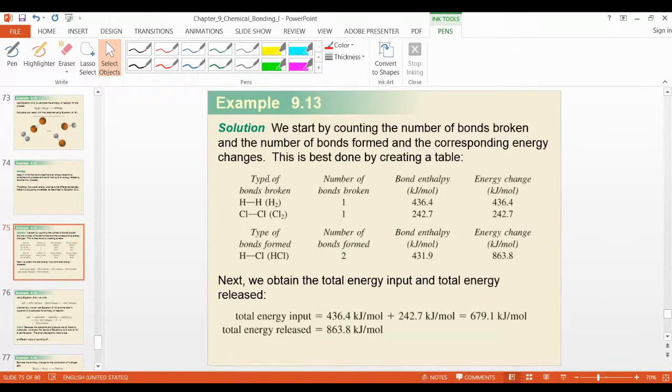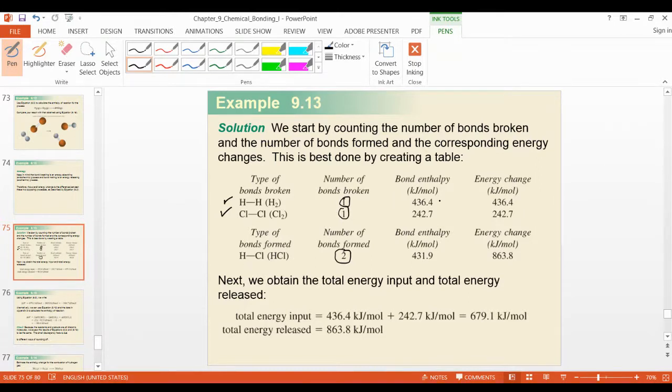Now look at this one. This is the solution of 9.13. Are you with me now? Hello? Yes, doctor. Yes. This is the solution here. I have written the first H single bond, Cl single bond, and second, how the bonds are formed. This is the 2 HCl bond, right? So these are the two here. Here is 1. So there are 2 HCl formed.